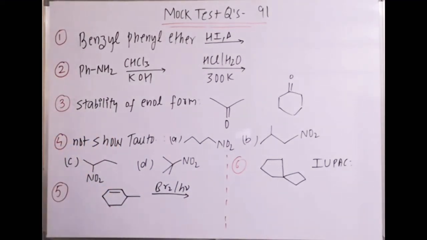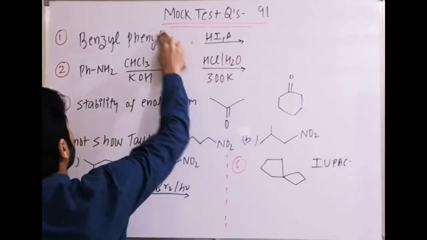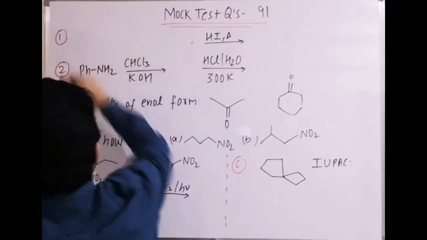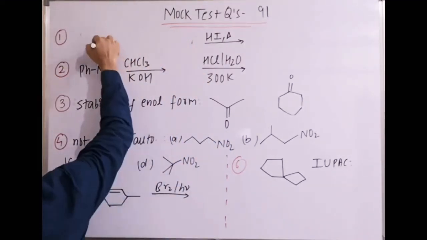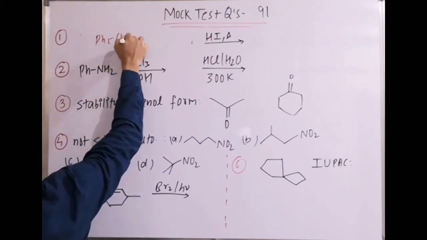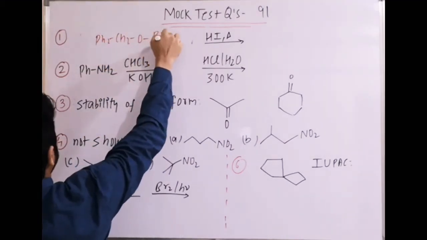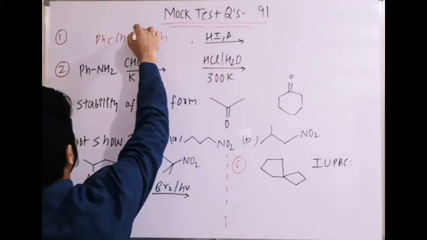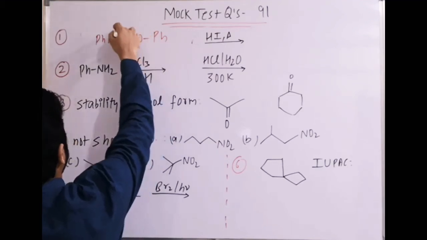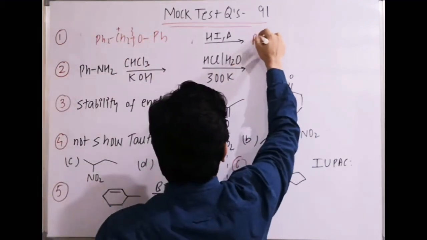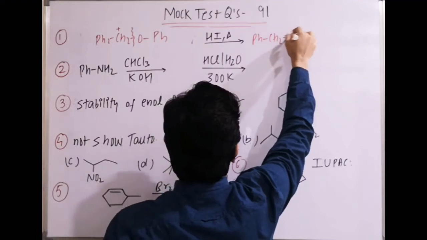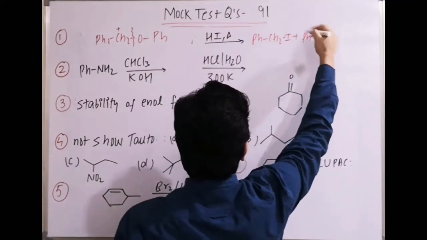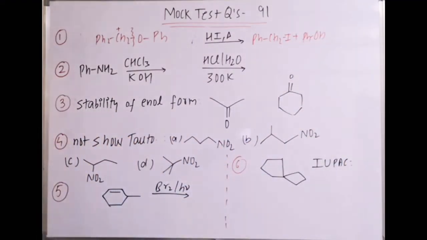Think about it. Benzyl phenyl ether. The structure should be PhCH2OPh. That is benzyl phenyl ether, right? And then with HI, heat, the bond will be cleaved like this, a carbocation is generated, and it will give benzyl iodide plus PhOH. Okay, it is an SN1 reaction taking place on the ether.